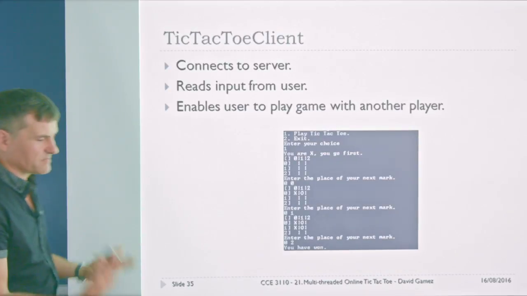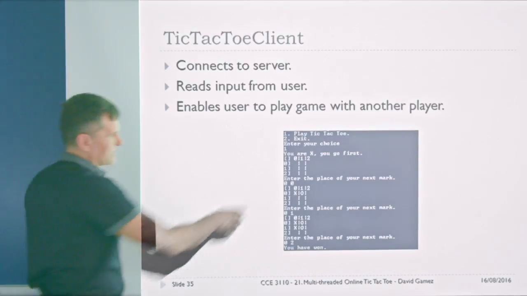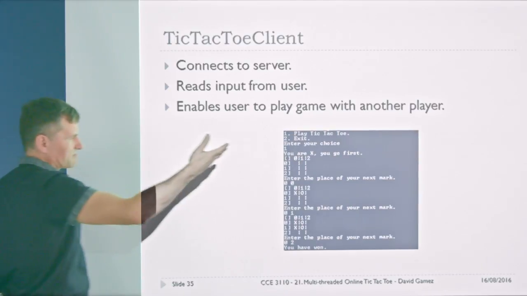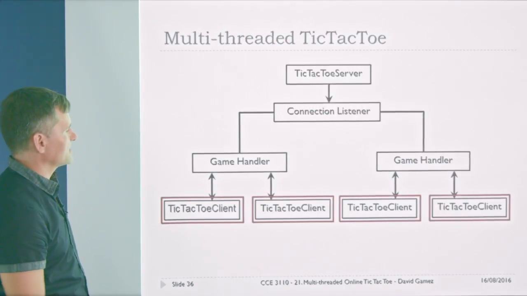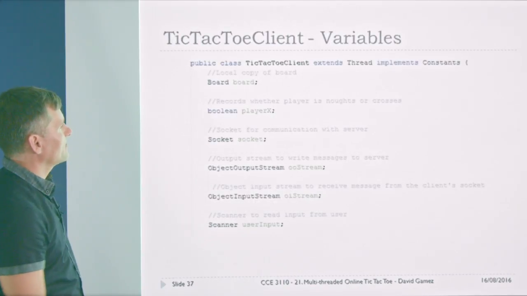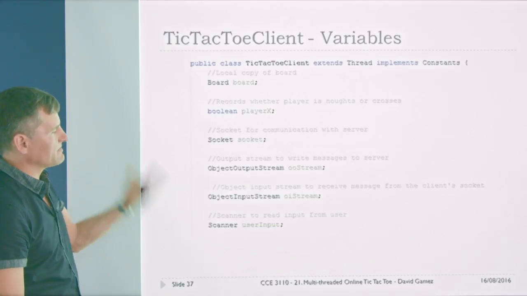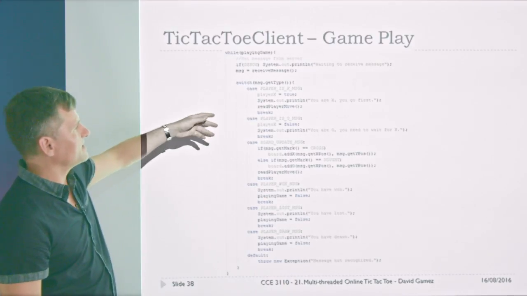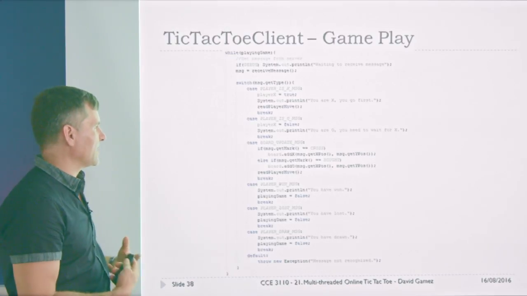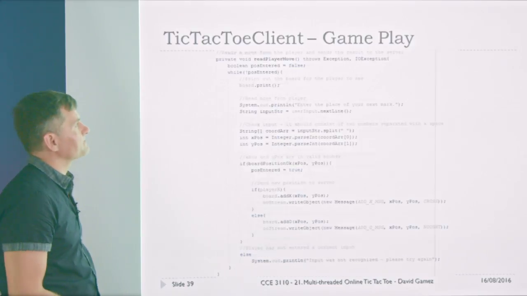And the client's just a simple front end for the user that allows them to connect to the server and then actually play the game with another player. So there's the clients at the bottom there. And it's the same idea, object input and output streams. The gameplay on the client side depends on the message it receives: it either updates the board, reads a move from the player, or displays that the user has won or lost.